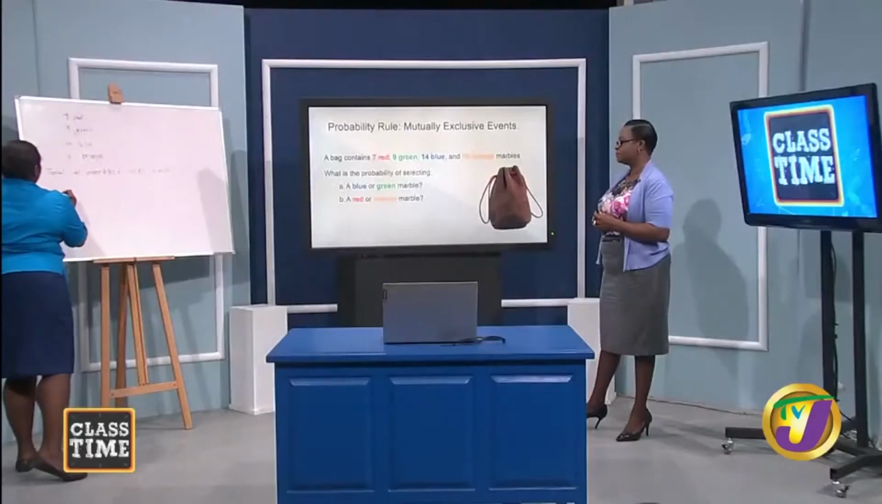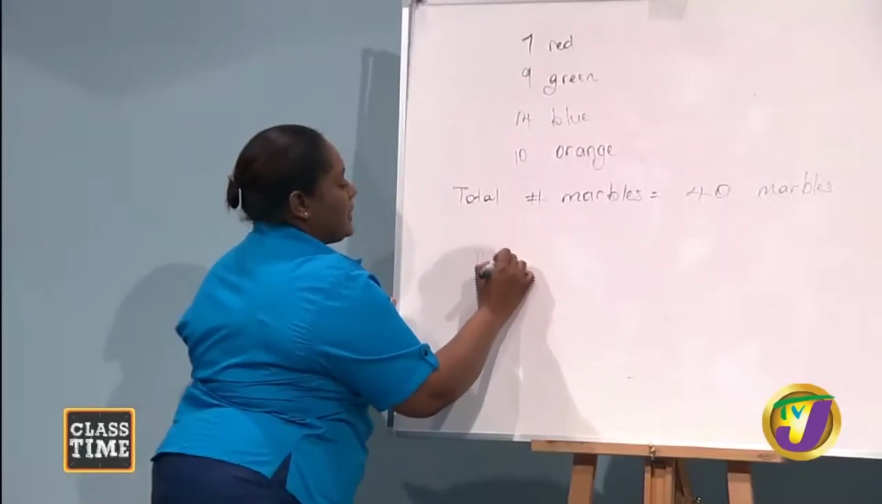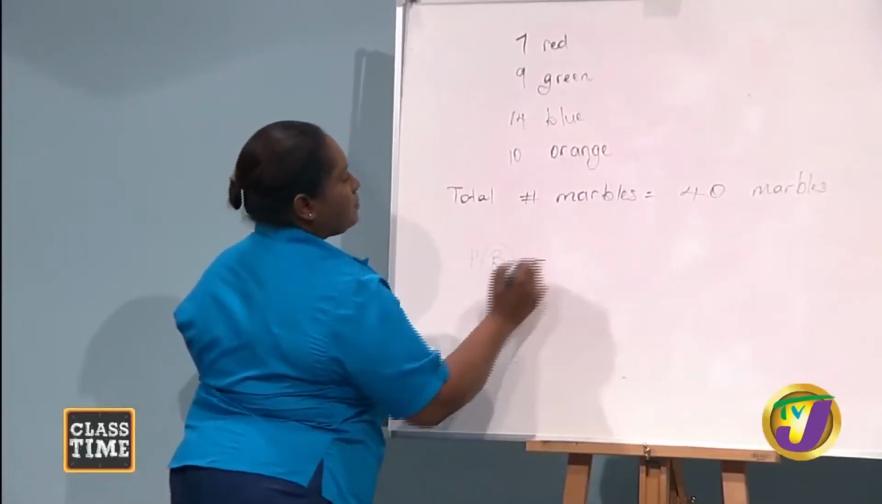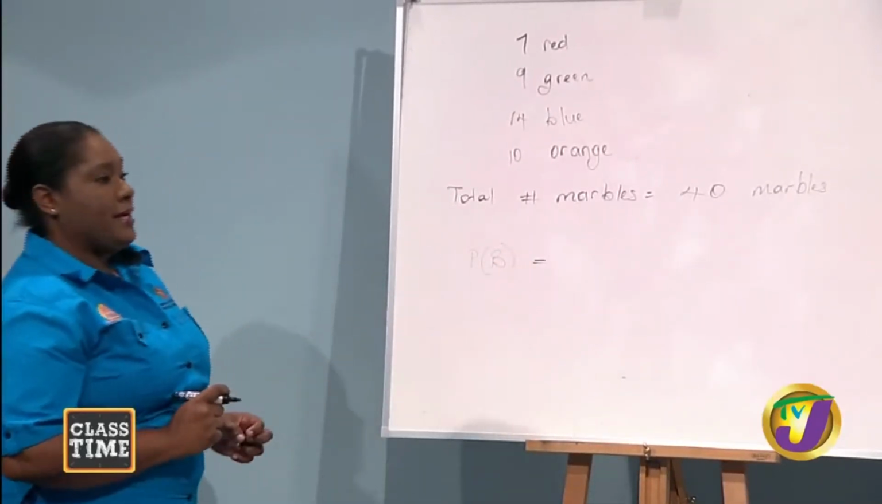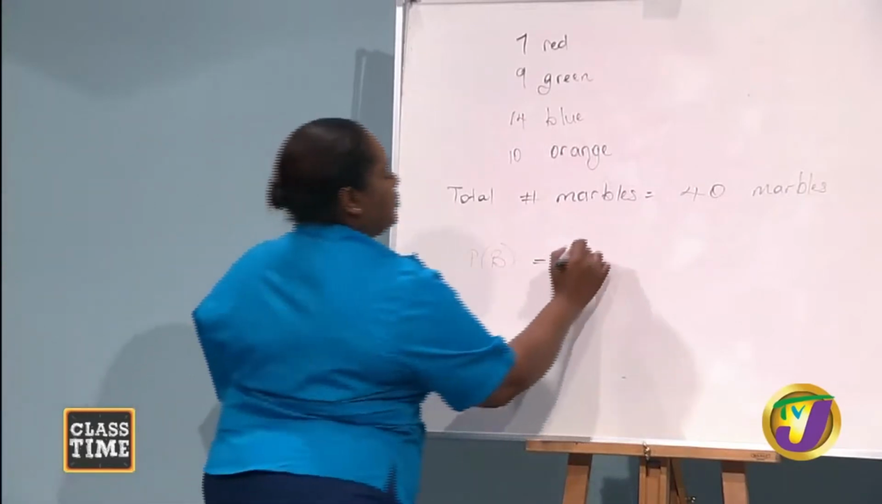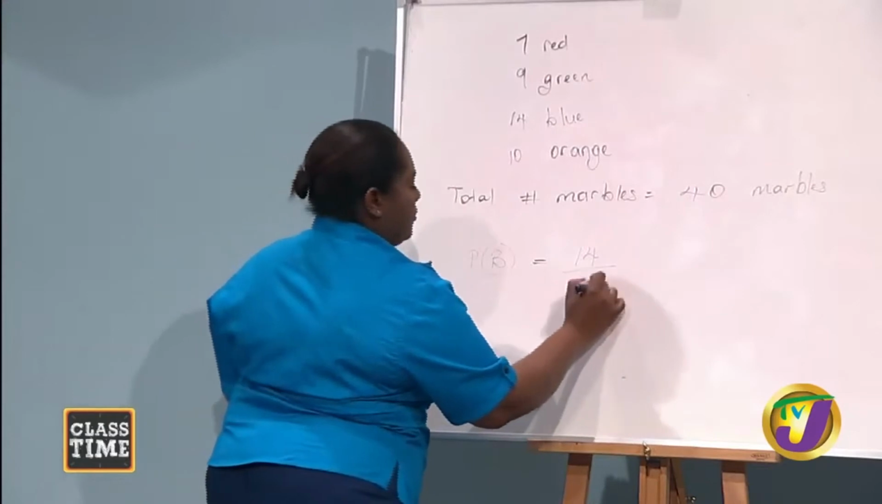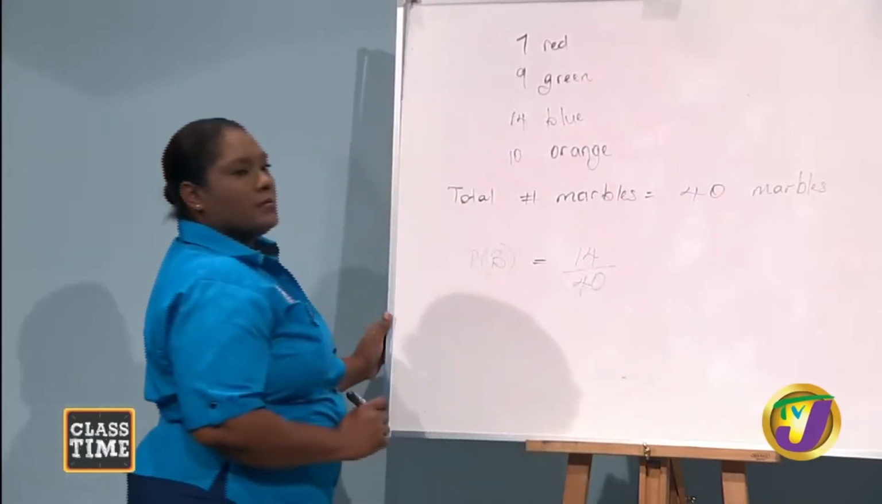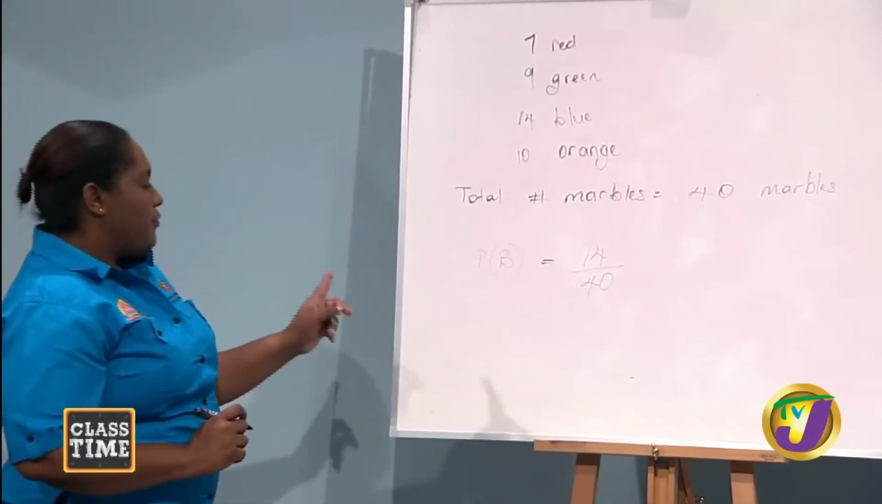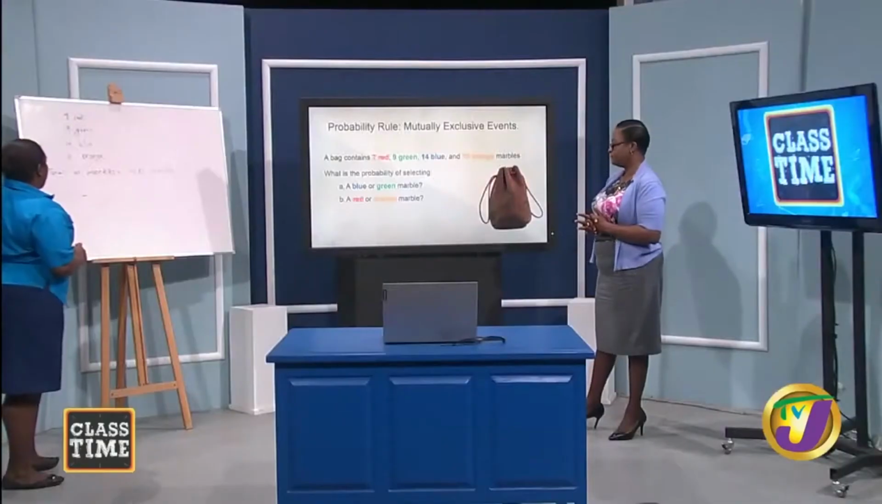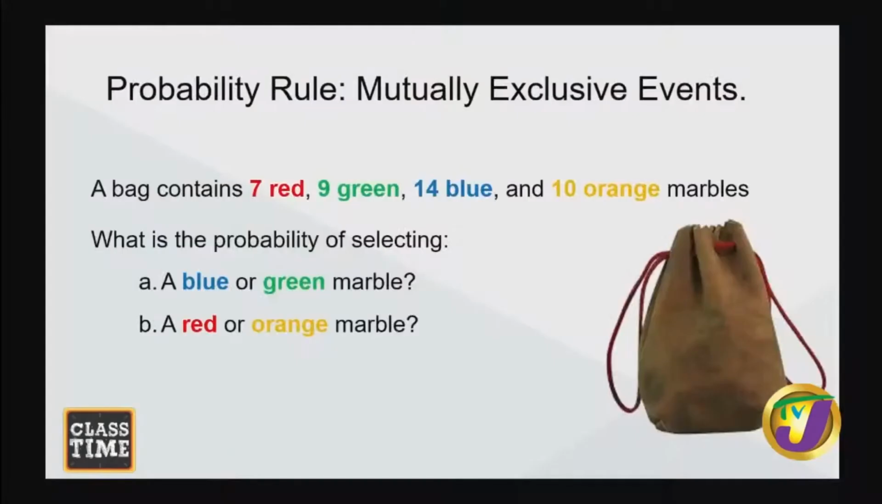Now, for blue, the probability of getting a blue marble. How many blue marbles do we have? There are 14 blue marbles. And what's the total number? Out of a total of 40 marbles. Good. So that is the probability for blue. Awesome. How many green marbles are we working with? 9 green marbles.